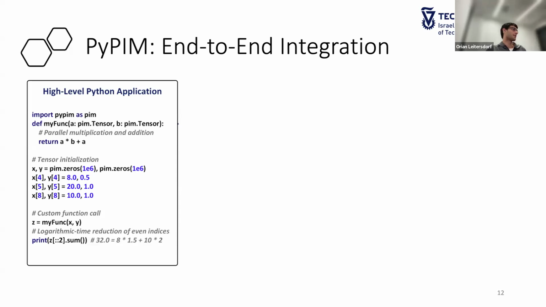So here what we see on the left is we have this high-level Python application. You import us as a library, and then you're able to do operations such as allocating a tensor. So here you're saying, give me 2 tensors or 2 lists of size 1 million elements each. You can then write to these tensors. You can perform operations on them. So like when you do A times B plus A, it's going to convert that all the way down to these operations that we're doing in PIM.